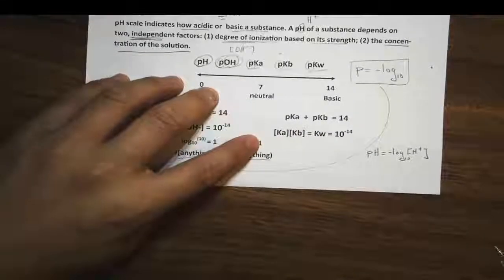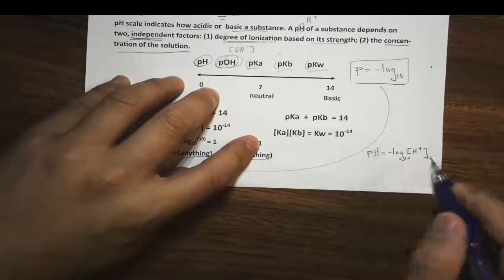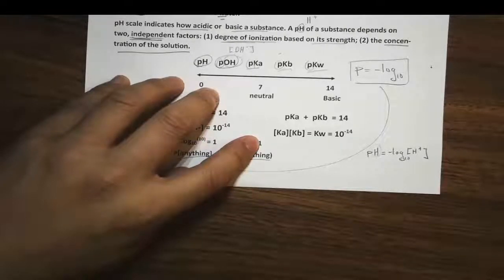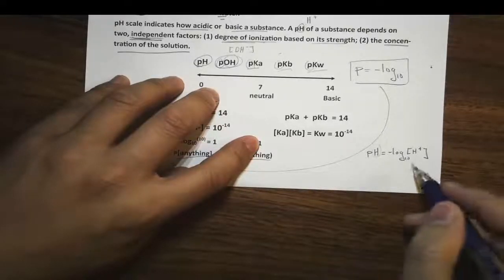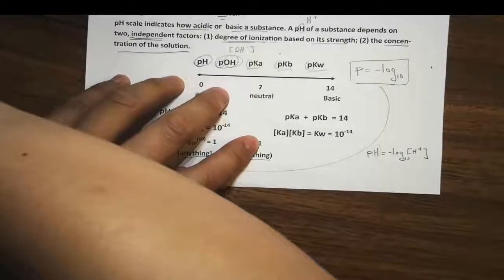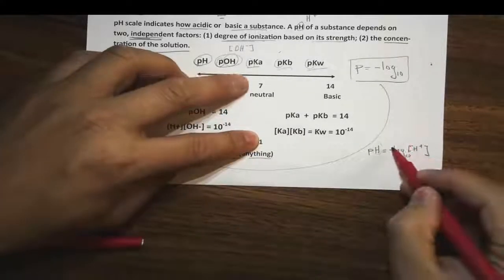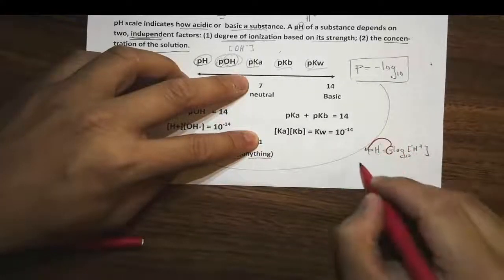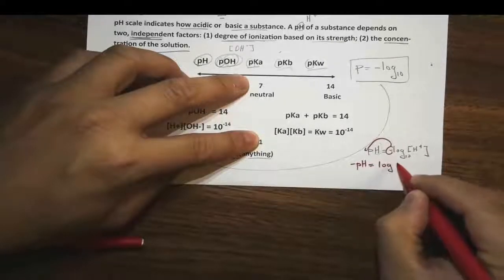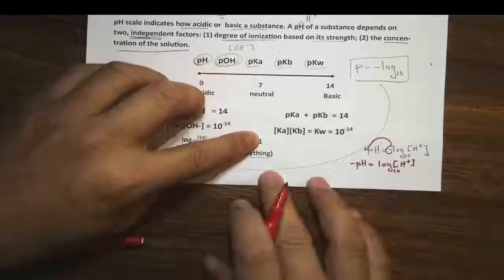So how does that work? Once we have this, if we're given the concentration, that's pretty easy, just solving for pH, right? That's plug in. But what if we're doing it the other way around, where we have to solve for the concentration? Well, that gets tricky. Let me show you how that's going to work. First of all, you need to move the negative over here, right? So you have negative pH equal to log of H plus, and of course the base is 10.